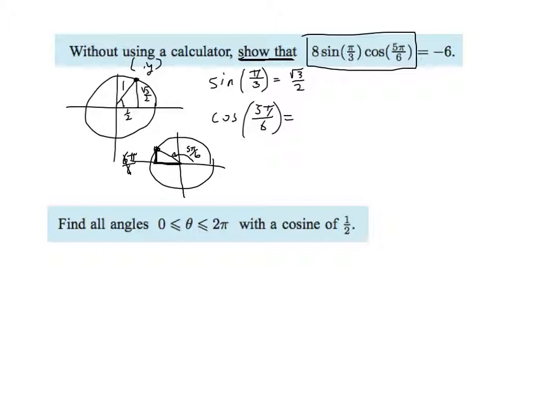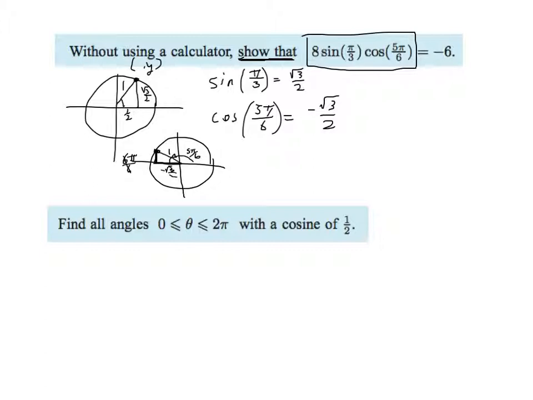So for 5 pi over 6, that's a 30, 60, 90 triangle, where now this is 1. That turns out to be negative root 3 over 2. So that means the x value is negative root 3 over 2, which turns out to be the cosine of 5 pi over 6. So negative root 3 over 2.